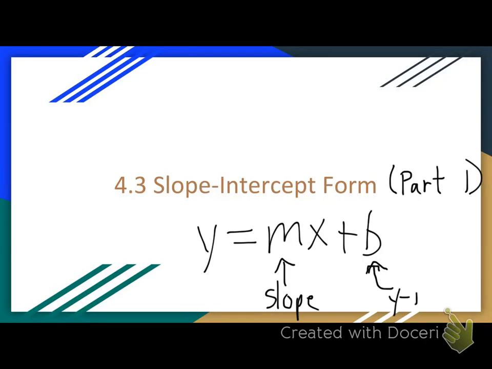B represents our y-intercept. Specifically our y-intercept. It can't be just any intercept. It's got to be our y-intercept. And that's why this is called slope-intercept form, because on the right side of the equation, we've got our slope, we've got our y-intercept. Okay with that?